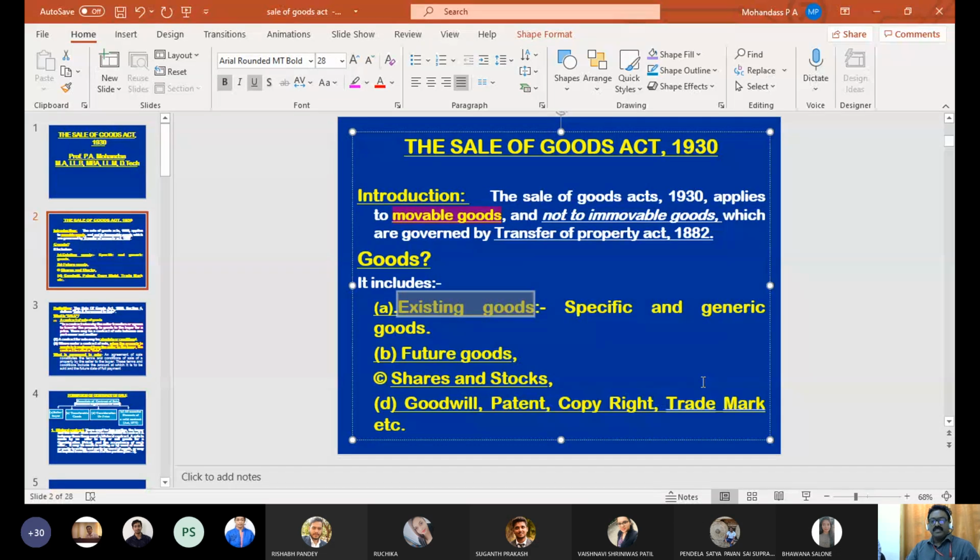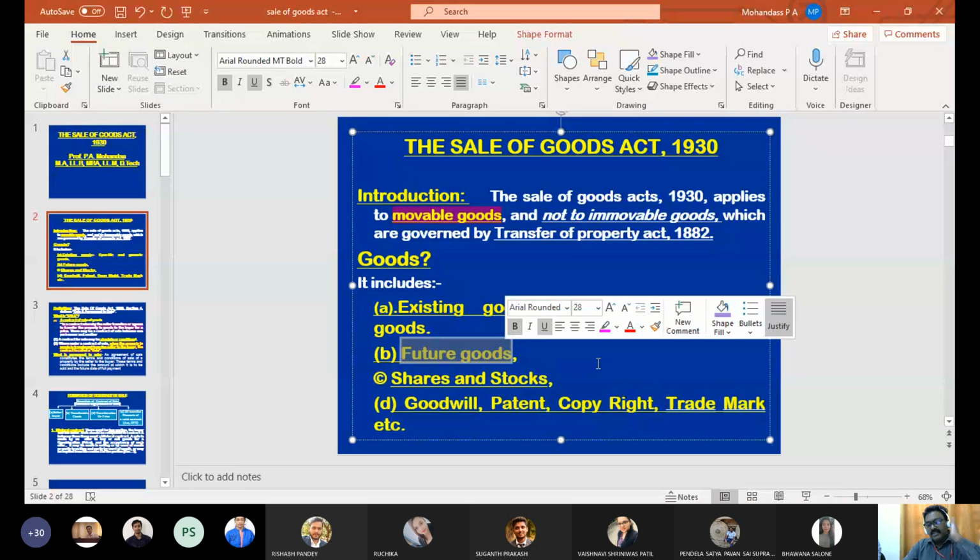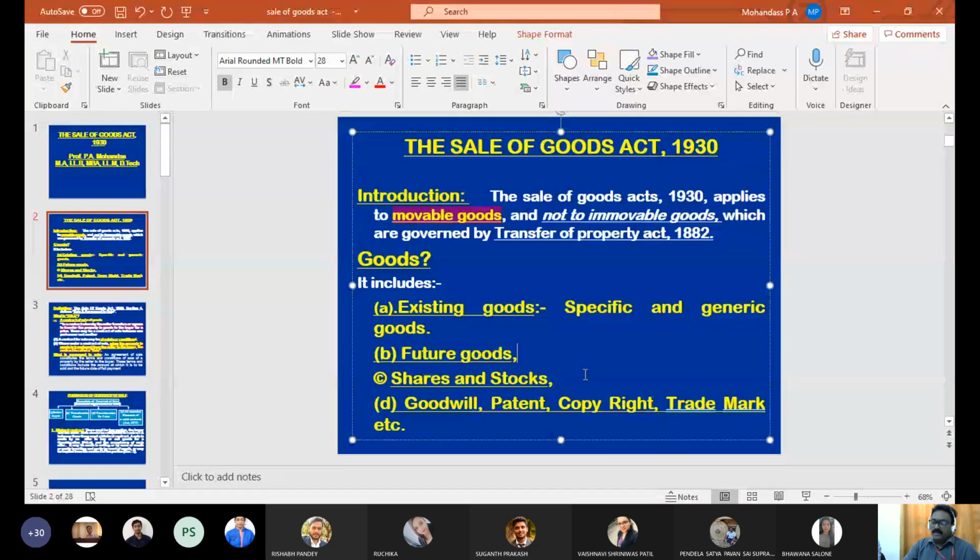Goods can be existing goods, in the sense specific and generic goods, which can be any types of manufactured goods. Future goods means the goods which are yet to be manufactured. Shares and stocks, I don't have to explain. Goodwill, patent, copyright, trademark, all these can be clubbed together and called sale of movable goods.